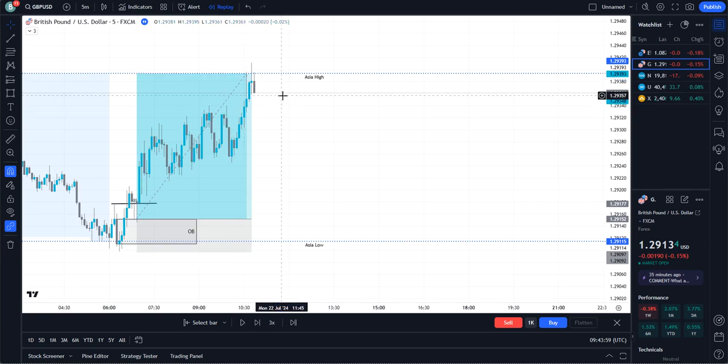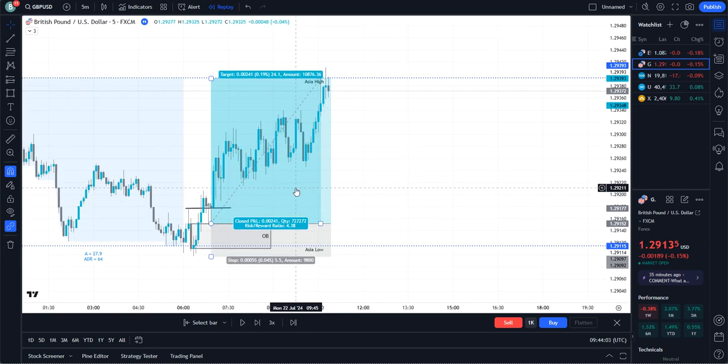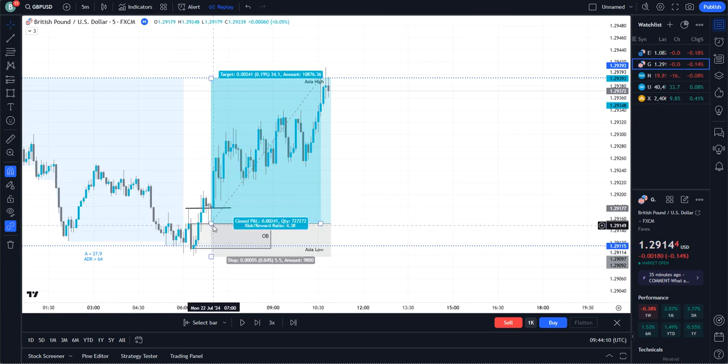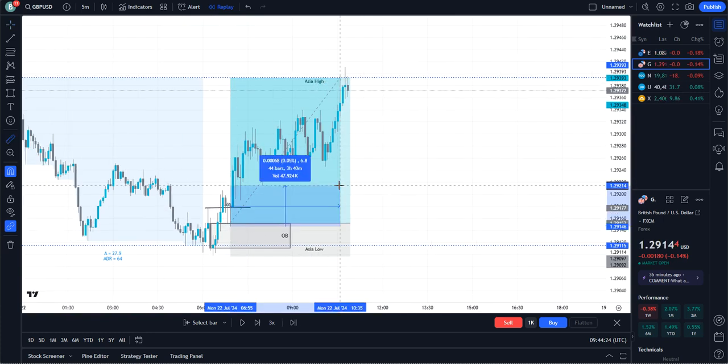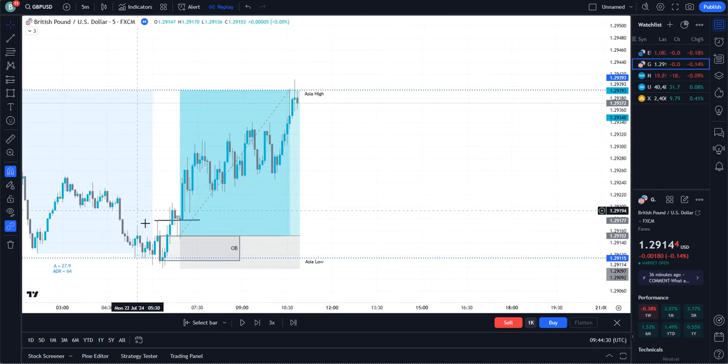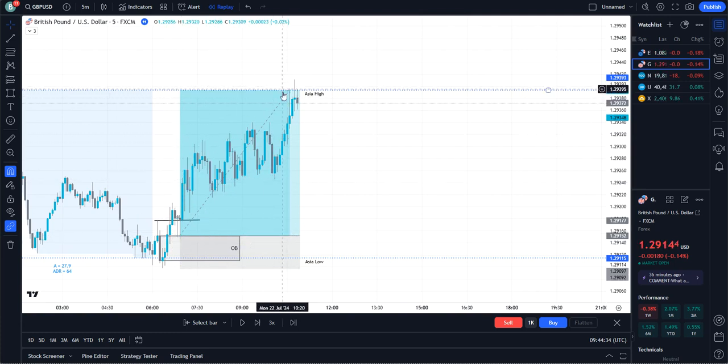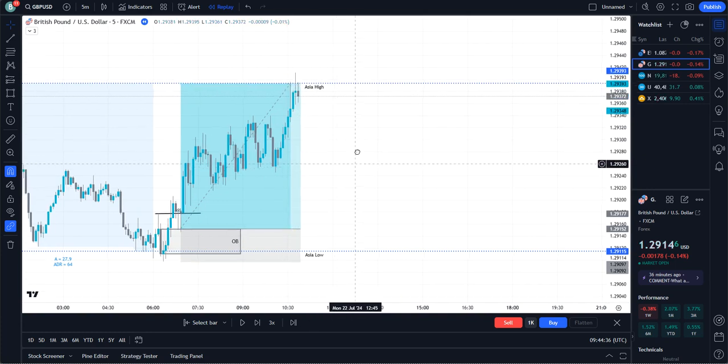Boom, we smash take profit. And just like that, you've had your Asia low sweep, your market structure shift, identified the order block, got your entry in, and smashed TP. In just 3 hours and 40 minutes, we smashed TP. So you can set this in the morning, off you go to work or the gym, you come back and you've got your money. Lovely stuff.